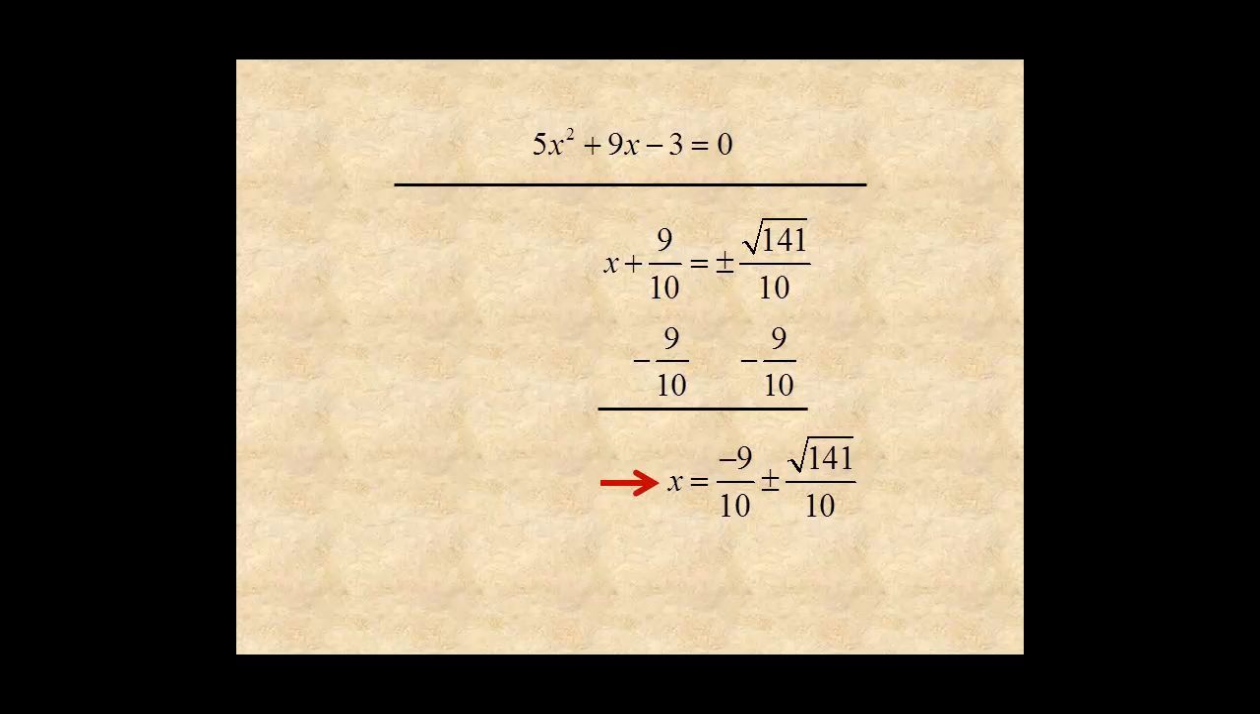Since both terms have a common denominator of 10, you can combine them for the final answer, x equals negative 9 plus or minus radical 141 all over 10.